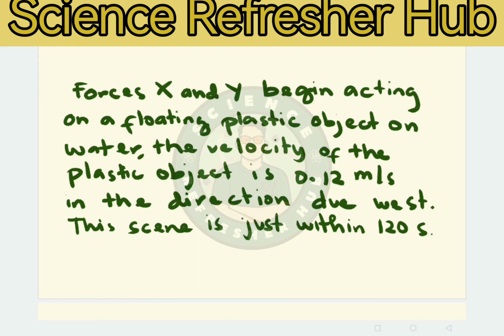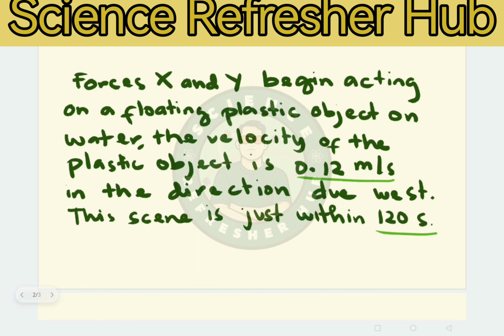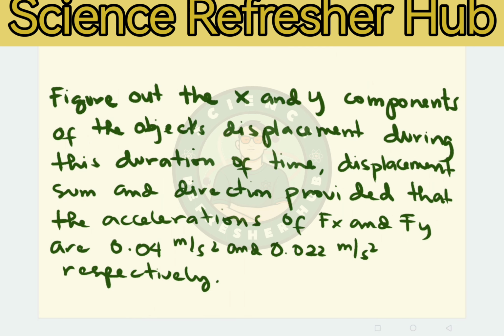Forces x and y begin acting on a floating plastic object on water. The velocity of the plastic object is 0.12 meter per second in the direction due west. This scene lasts just 120 seconds. Figure out the x and y components of the object's displacement during this duration of time.